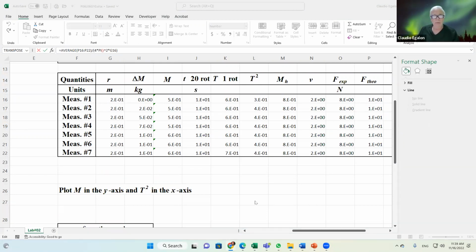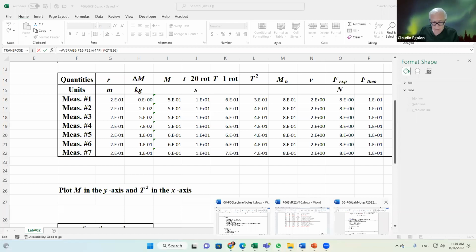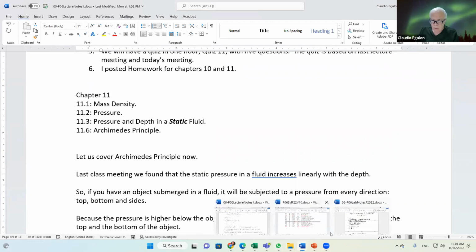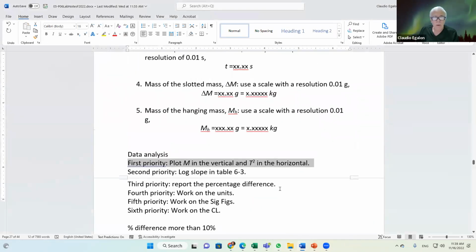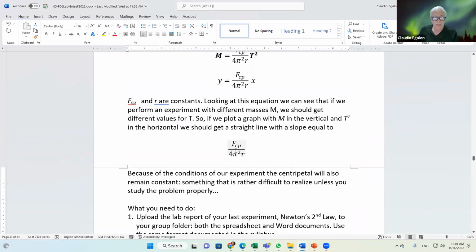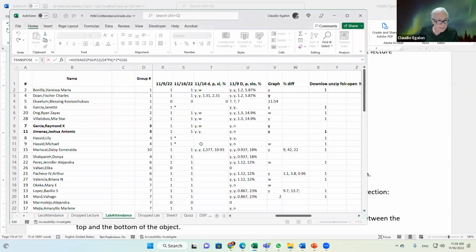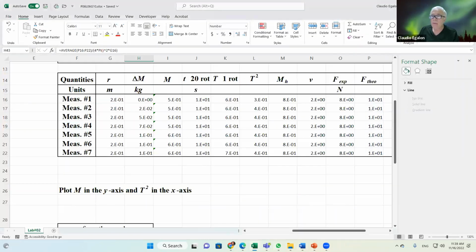Okay, so then it's F equals 4 pi squared r over T squared, right? Let's see here. Not this one, must be this one here. Slope, that's the slope. Yeah, 4 pi squared r. Okay, good. So you did it right, Daisy. Let me see. We have 20 more minutes. Who is next here? Donia, right?